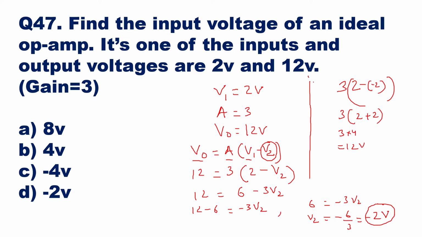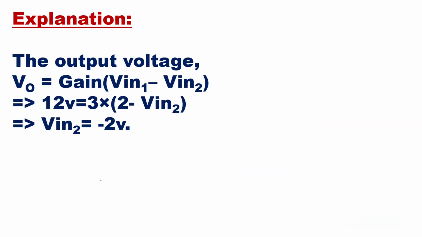Output is given as 12 volts, so we have cross-checked it. So the other input should be -2 here. So here option D will be the right answer, -2 volts. So here you can see the explanation.